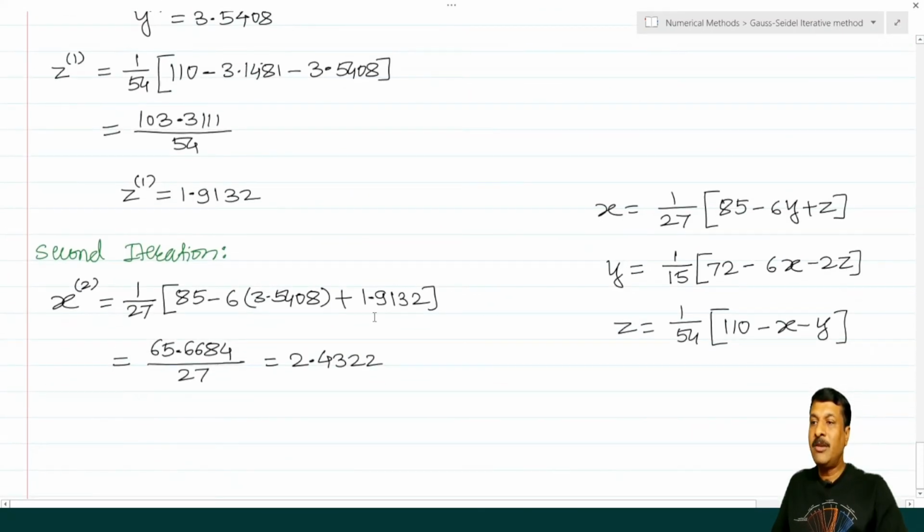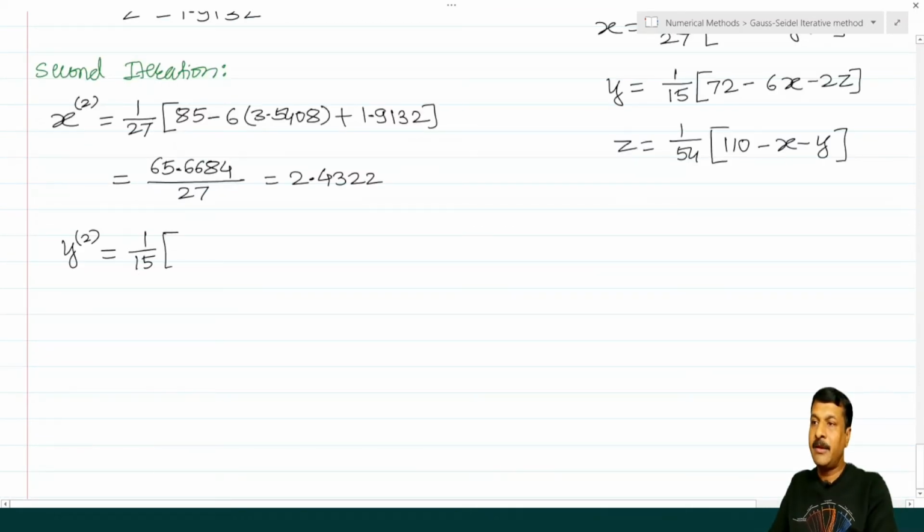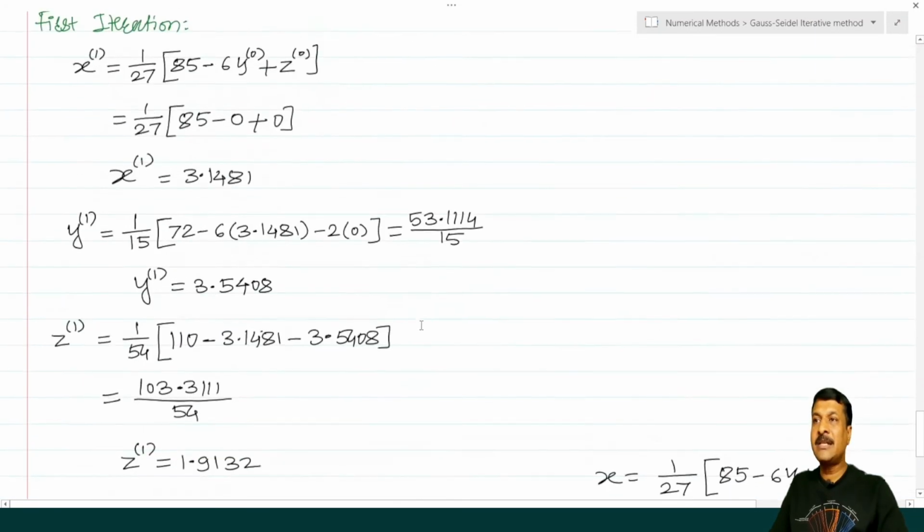Now the value of y at second position. Again by this equation I am getting 1 by 15 in bracket 72 minus 6x. So recent value of x is what?